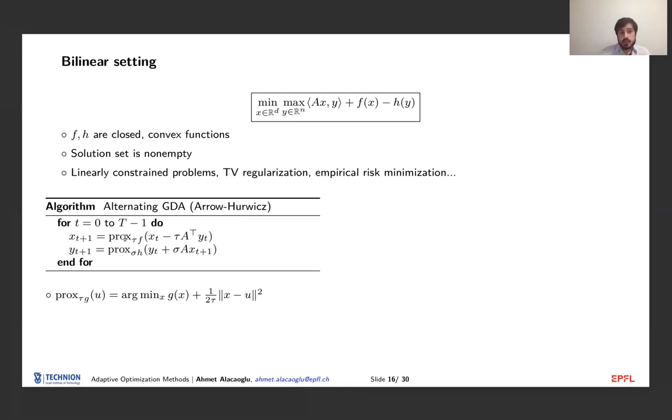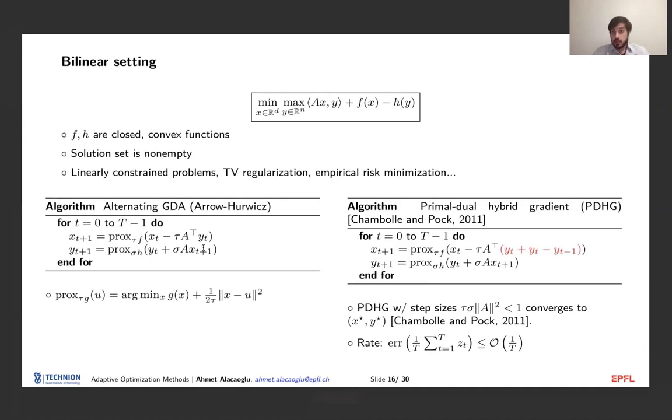In this case, we are not writing it with projection, but we are writing it with prox operators because of the existence of non-smooth terms F and H. Essentially, we also use different step sizes, tau for the primal step size and sigma for the dual step size. We basically do a proximal gradient descent step in the primal variable. Then, using the new primal iterate, we do the proximal gradient ascent update.